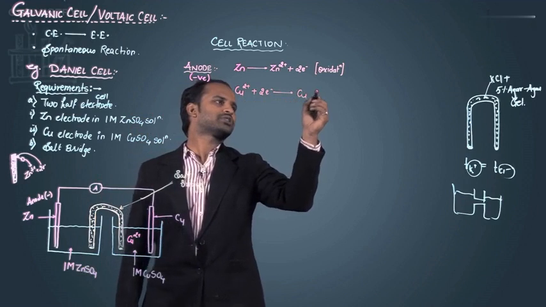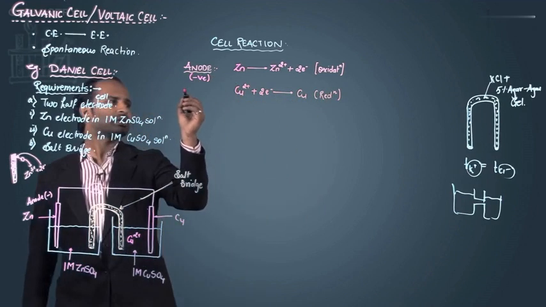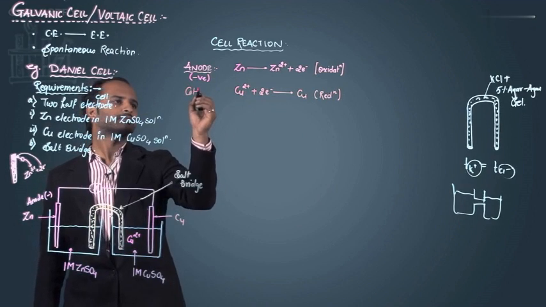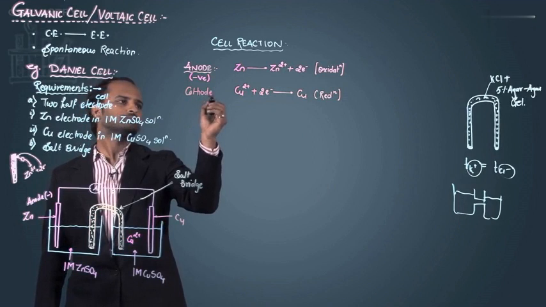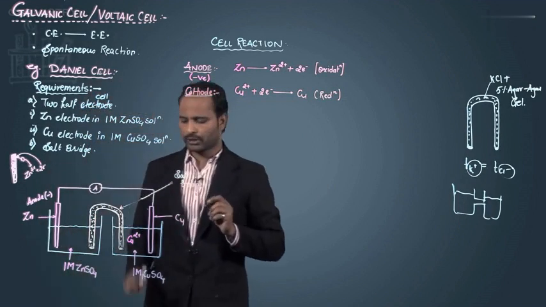That means which reaction? So I can say that is reduction. And since reduction is taking place at the copper, that's why the copper is acting as a cathode. So the copper electrode is a cathode now.